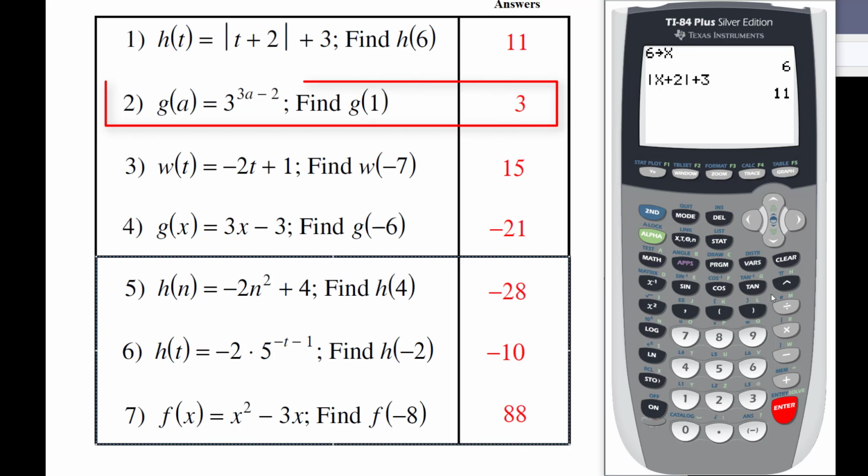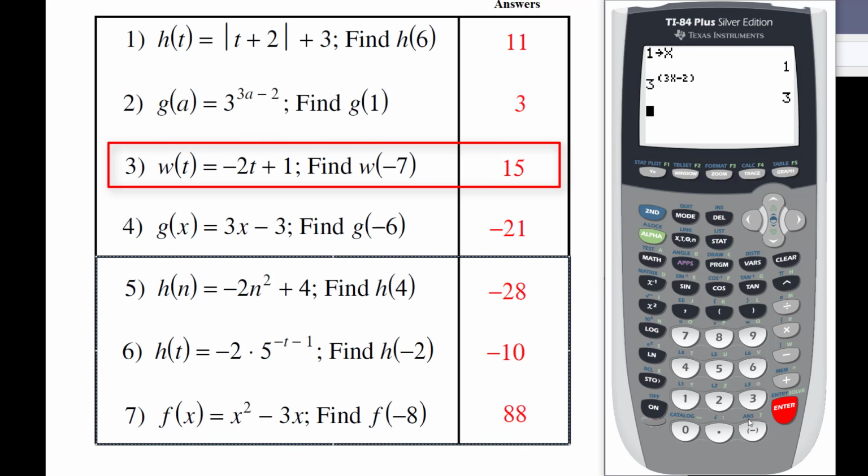The next one we're going to have, x is going to have a value of 1. Okay, so let's say 1 store x, enter. And then we have to enter the equation 3 to the power, bracket 3x minus 2, close bracket, enter. And the equation is going to be equal to a value of 3.